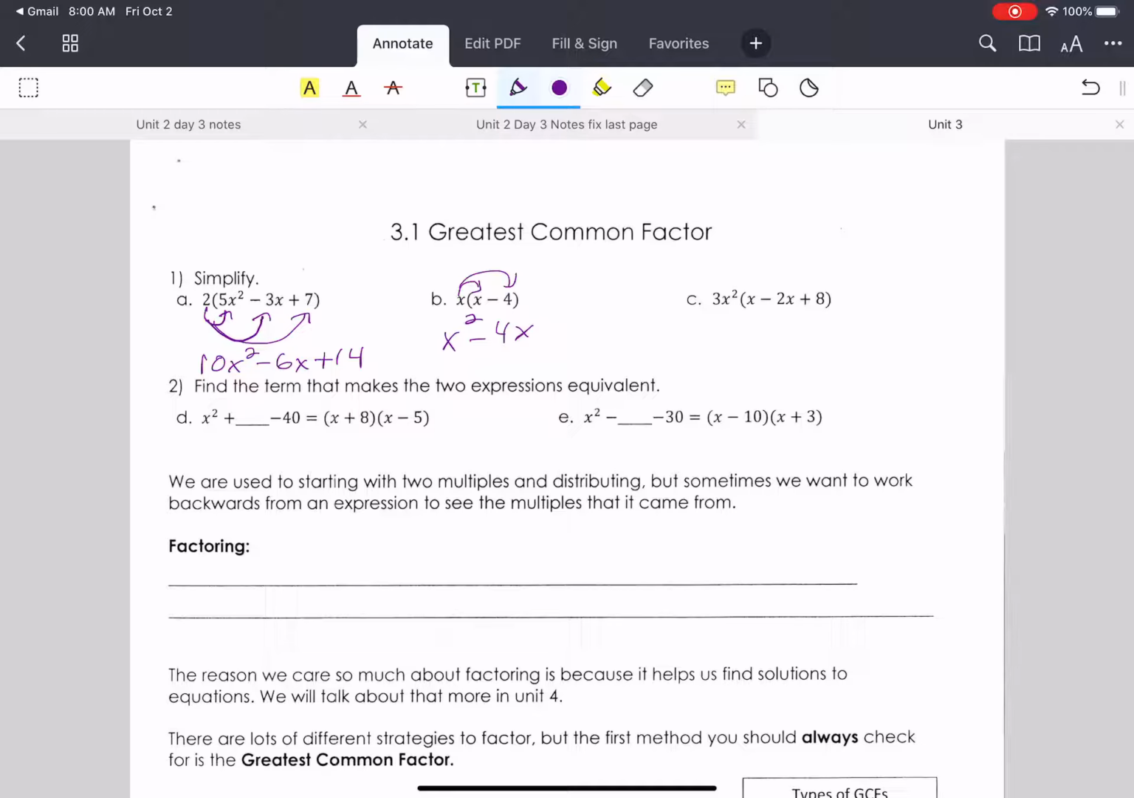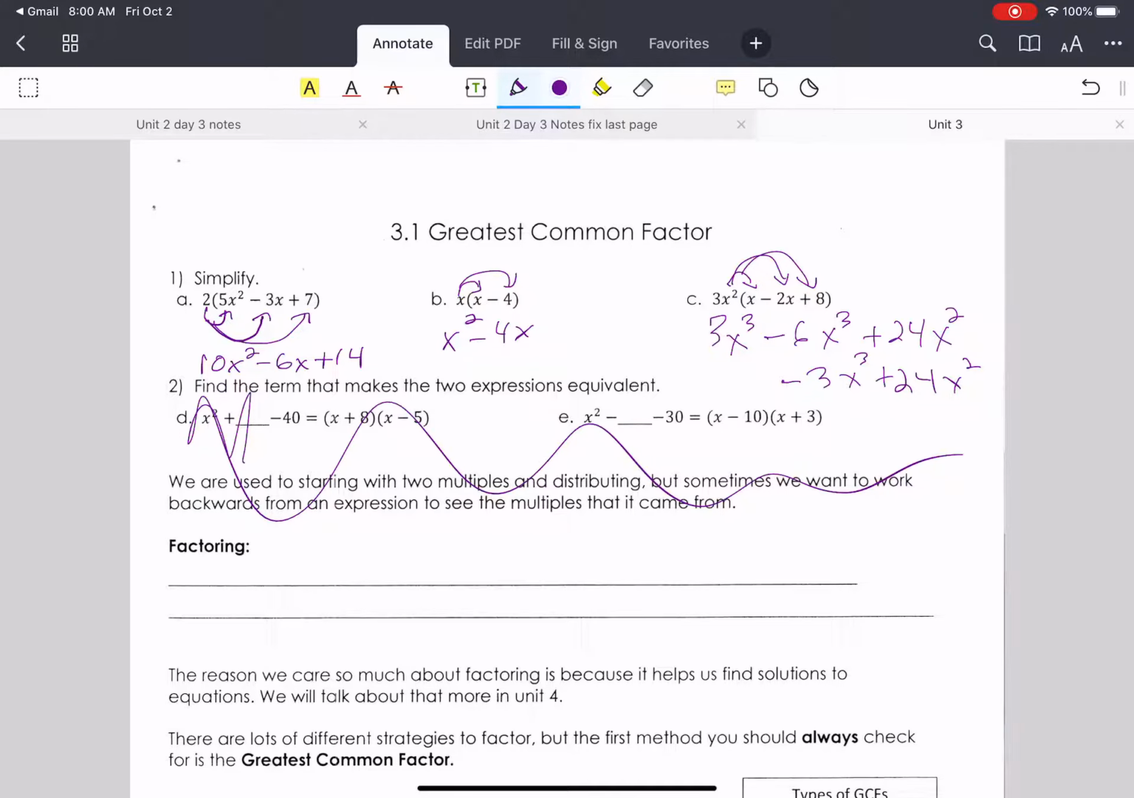Okay, so I put the 3x squared to each piece, so I'd have 3x cubed minus 6x cubed plus 24x squared. Am I done on that one? No, because it has like terms. I've got to combine the two x cubes. So it'd be negative 3x cubed plus 24x squared. Okay? Guys, remember doing that? Okay, any questions? No? Okay. We're not ready for that quite yet.